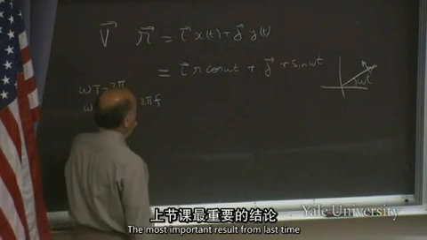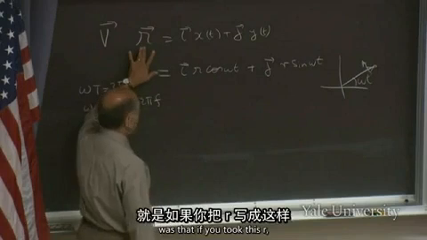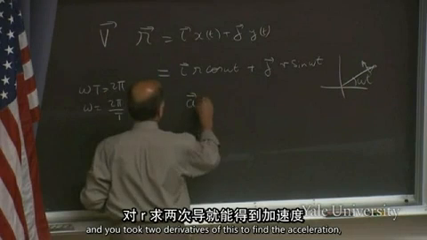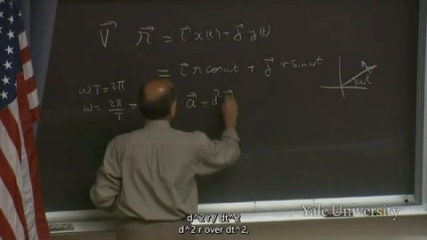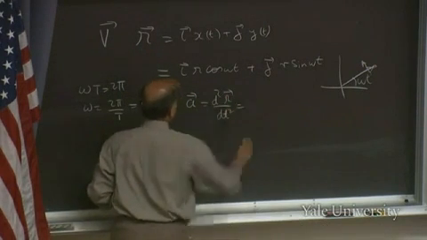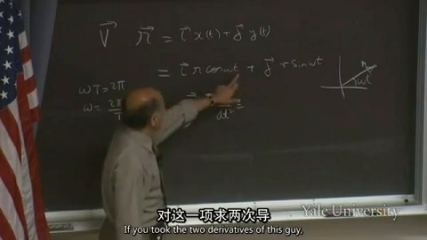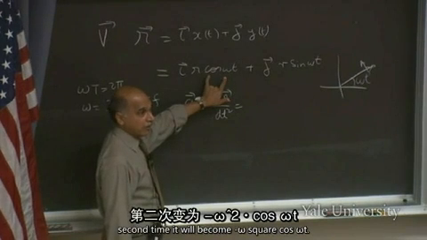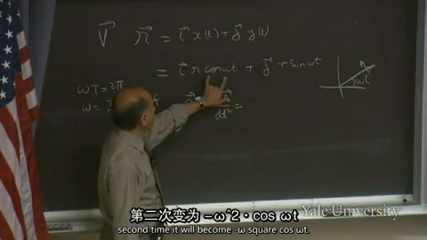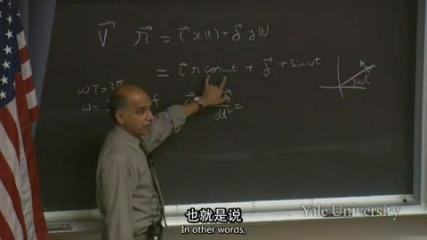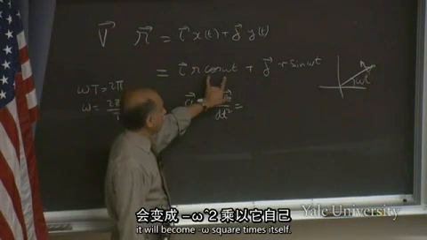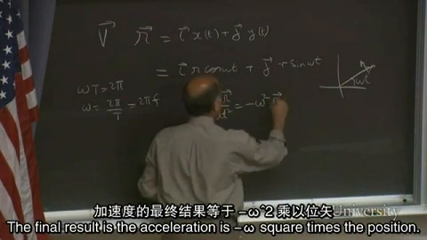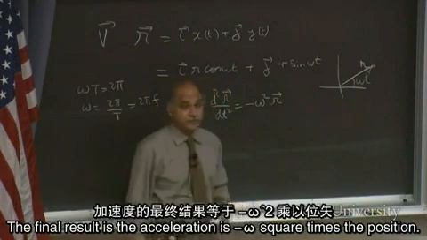The most important result from last time was that if you took this r, and you took two derivatives of this to find the acceleration, d2r over dt squared, try to do this in your head. If you took the two derivatives of this guy, first time it will become minus omega sine omega t. Second time it will become minus omega squared cos omega t. In other words, it will become minus omega squared times itself. Same thing here. And the final result is the acceleration is minus omega squared times the position.